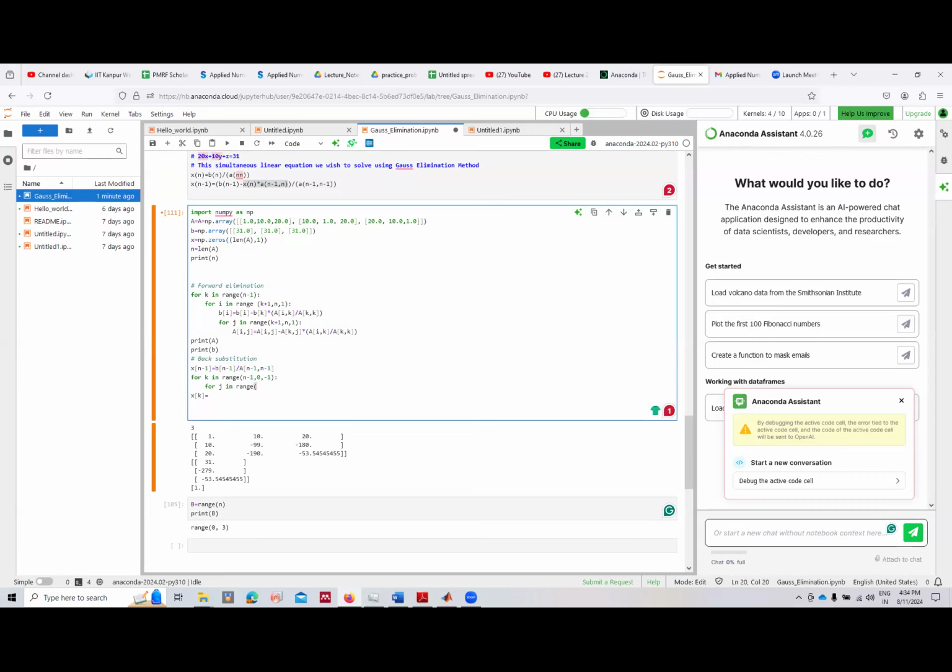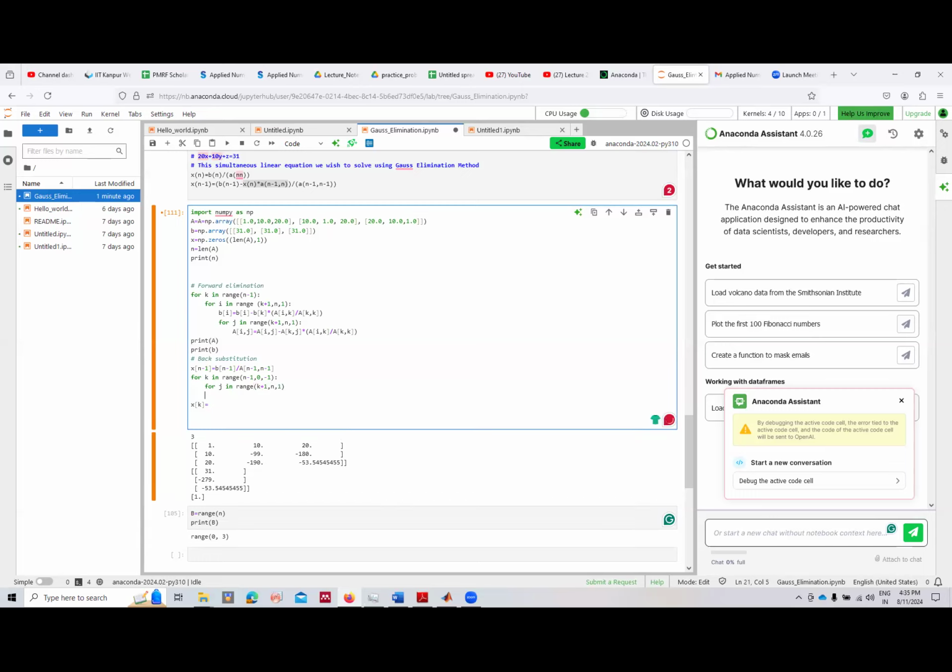So suppose I am finding the value for n minus 1th. So n minus 1th will include only the nth row term. And n minus 2th, suppose I want to find, so that will include the n minus 1th and nth term. So my j will start from k plus 1. j will start from k plus 1. It will go up to n.